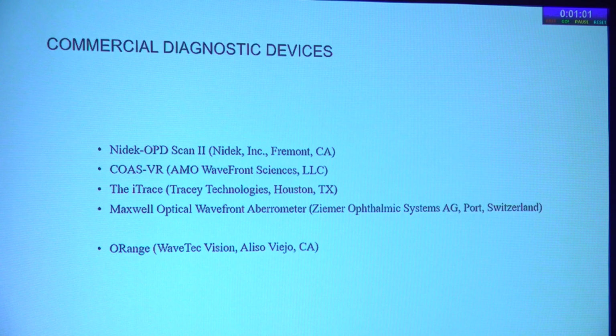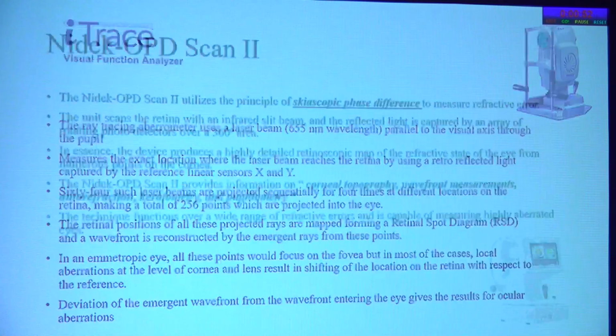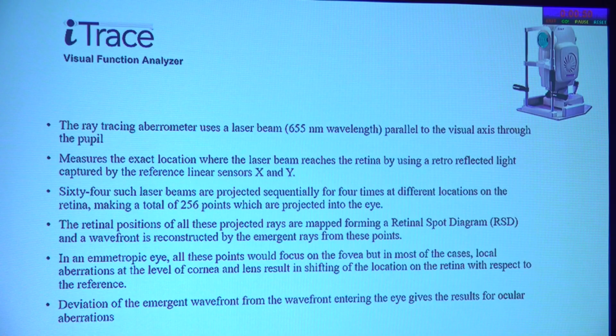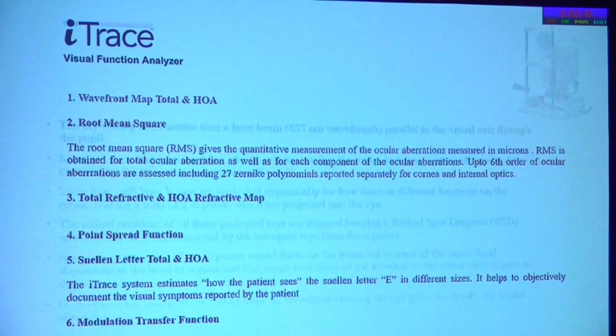The aberrometers that are commercially available and have stood the test of time are the NIDEK OPD-Scan, COAS, iTrace, Maxwell, and the Aura. We'll skip the NIDEK and move on to the iTrace, which is one aberrometer which is commercially available. I have no financial interest.